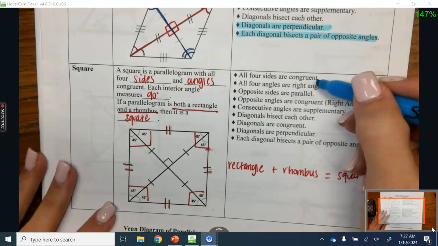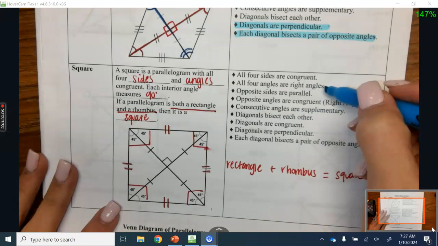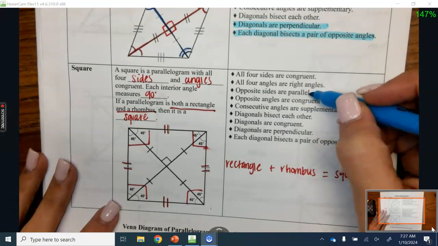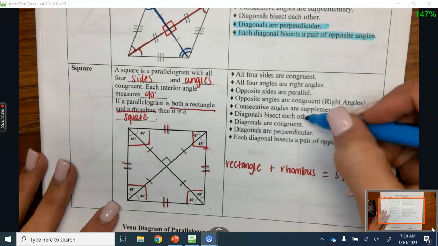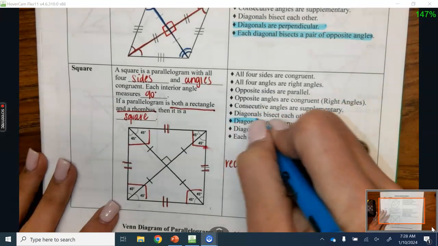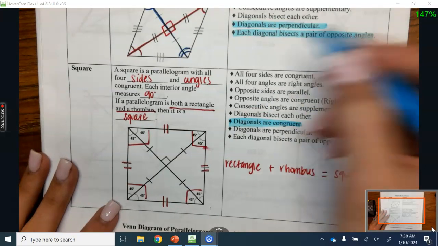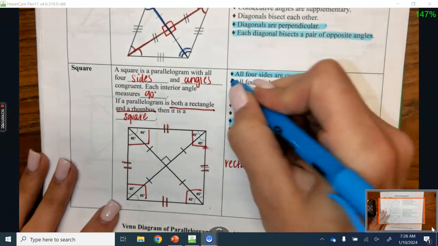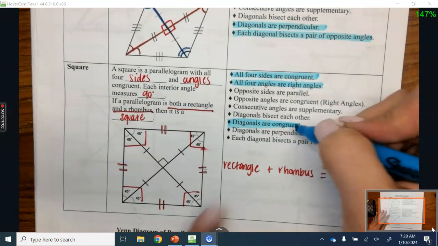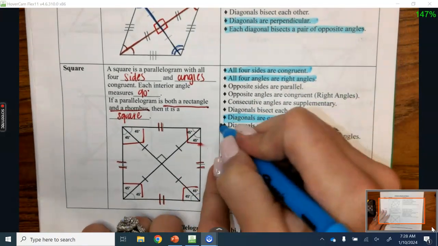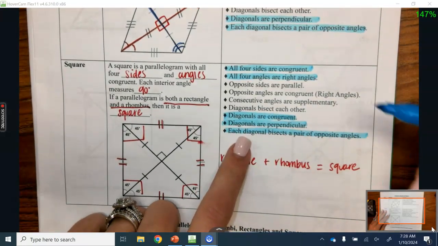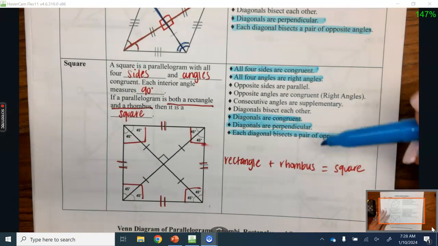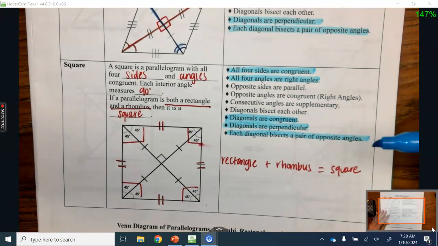All right, all four sides are congruent. All four angles are right angles. Opposite sides are parallel, like a parallelogram. Opposite angles are congruent, right? They're right angles. Consecutive angles are supplementary. Diagonals bisect each other. Diagonals are congruent. That was from the rectangle, right? Here's the rhombus property. Here's a rectangle property. This is also a rectangle property. Diagonals are perpendicular, and each diagonal bisects a pair of opposite angles. So every property about a rectangle and a rhombus combined would make a square.